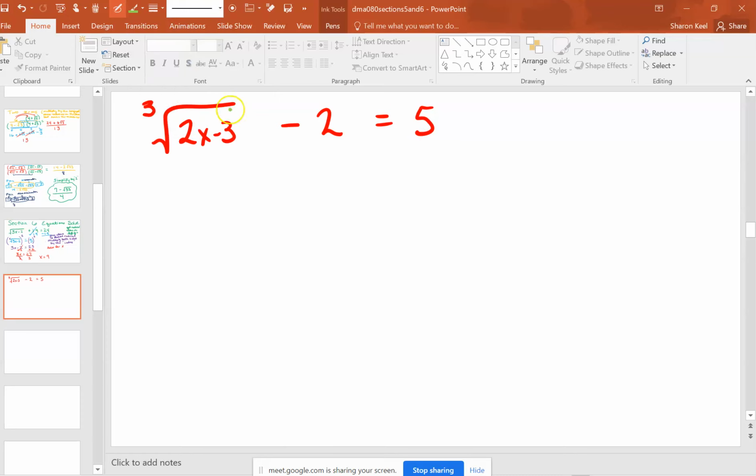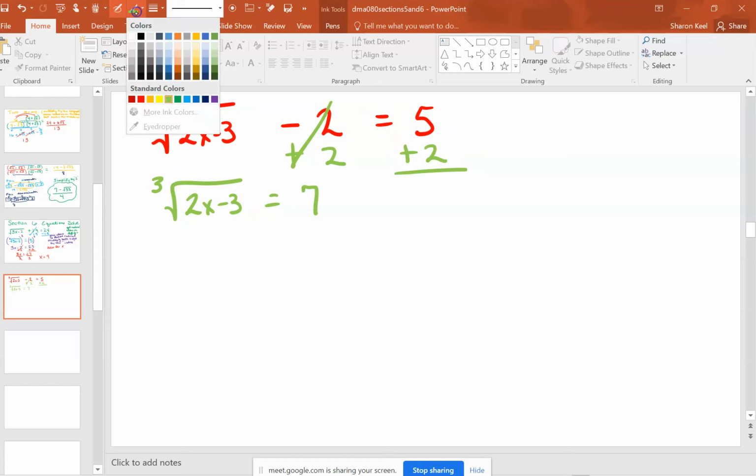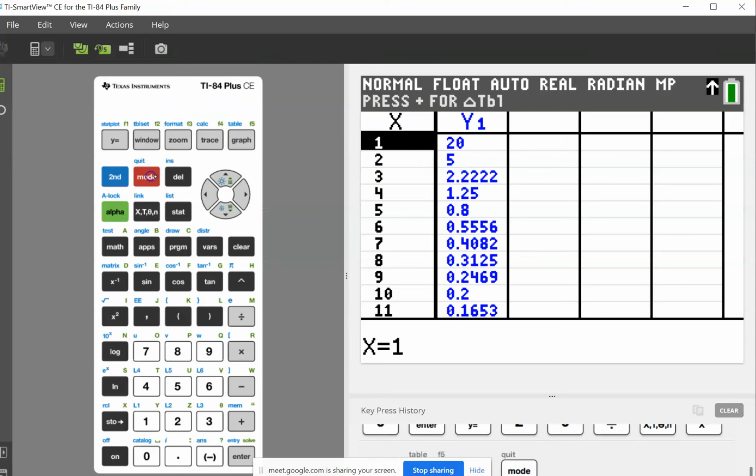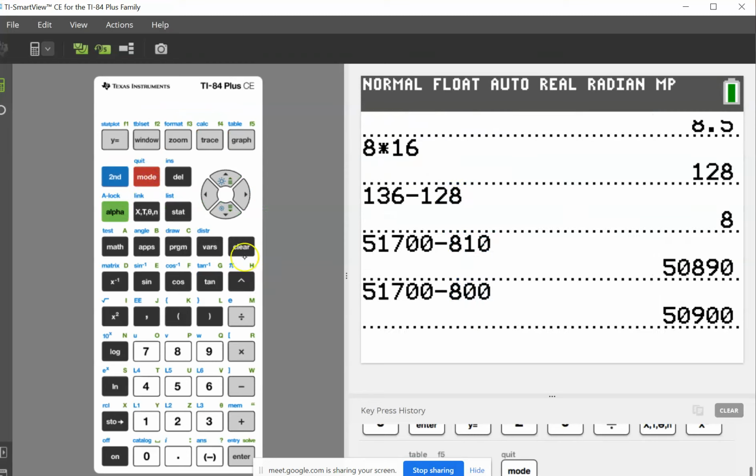So now we have the cubed root of 2x minus 3 equals 5 plus 2, which gives me 7. I'm going to raise it to the power that's the index. So this index is 3, so I'm going to raise both sides to the third power. Now the 2x minus 3 just comes out. I'm going to go to my calculator, and I'm now going to do 7 raised to the third power, 343.